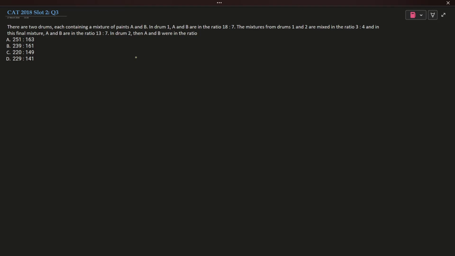There are two drums, each containing a mixture of A and B. Let's say this is drum 1, this is drum 2. In drum 1 I have a mixture of A and B in the ratio of 18 is to 17.